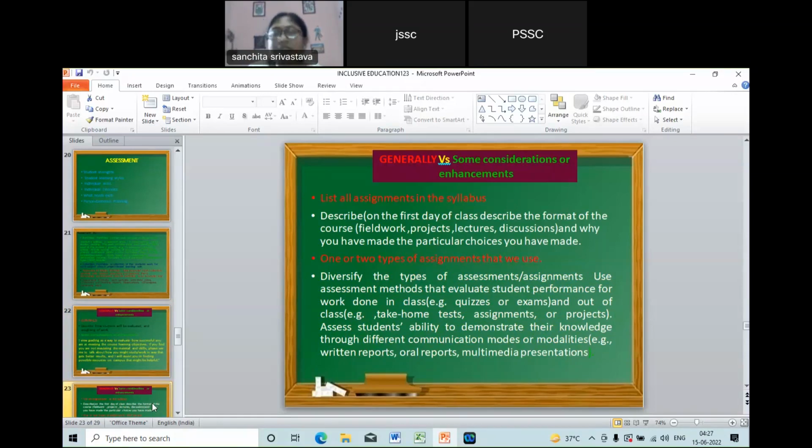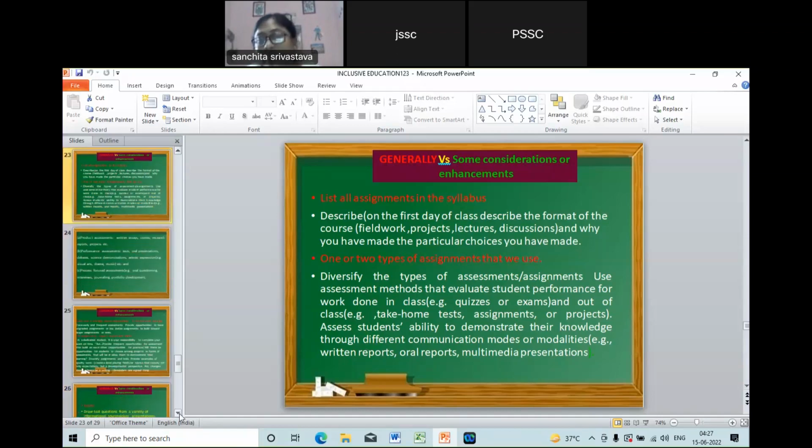So take-home test, that means what? If the child is a little slow learner and cannot cope with daily homework and classwork, you can ask them. So that way, if you assess the students' ability to demonstrate their knowledge through different communication modes, such as report writing, oral report, multimedia, that way also you can evaluate a child's performance.